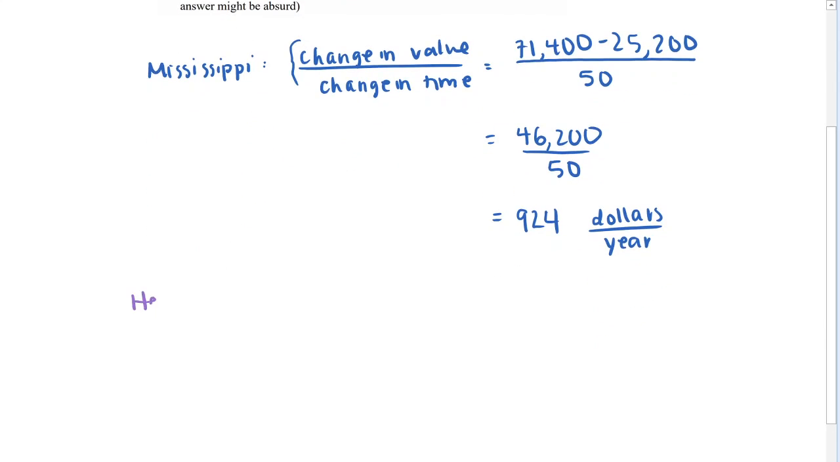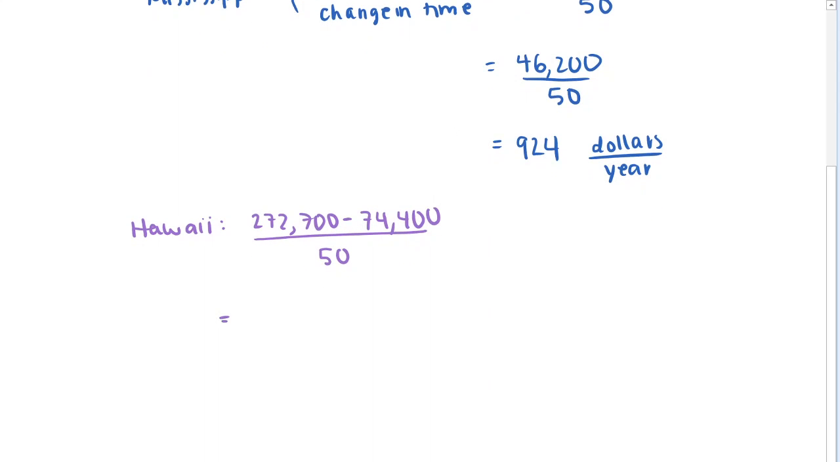Well, for Hawaii, what we're going to do is we're going to take, what is this? This is 272,700. We're going to take away 74,400 and divide this by the change in the time. Right, so this comes out to be 198,300 divided by 50, which comes out to be 3,966. And so this is, again, dollars per year.